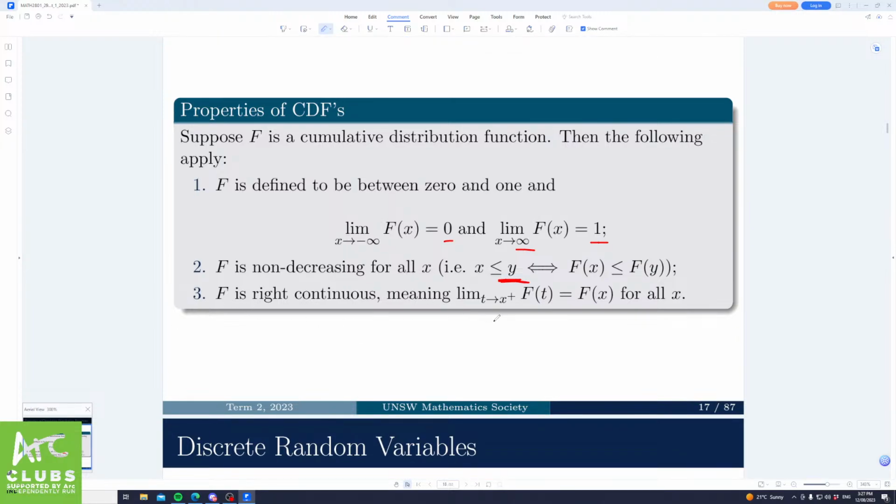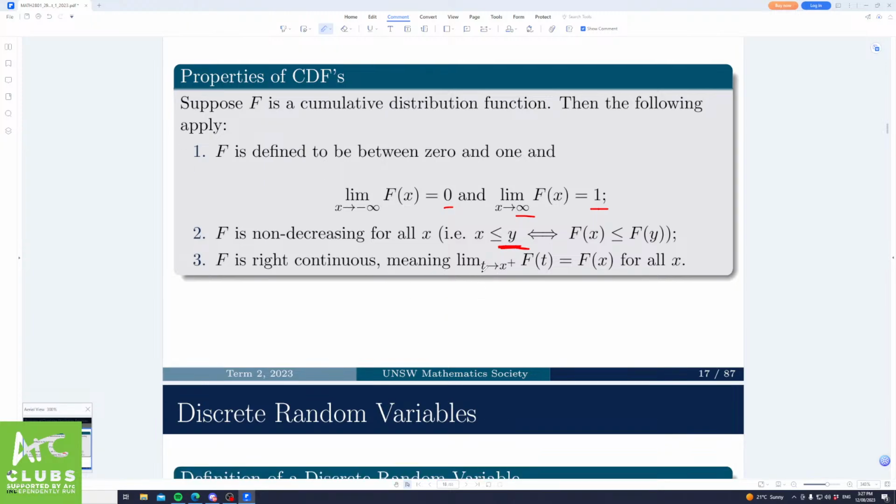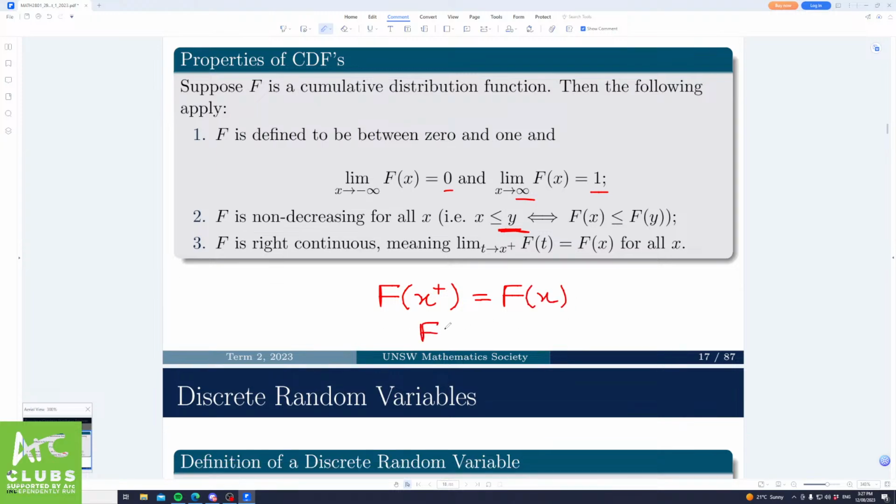F is also right continuous, which I haven't seen be applied in too many questions, but it means that the limit as t goes to x plus of F of t is equal to F of x. So in other words, F of x plus, the value just very slightly to the right of x, is going to be the same as F of x. But just note, the same doesn't apply for left continuity. So F of x minus is not necessarily equal to F of x. That's why we just say F is right continuous, not left continuous as well.